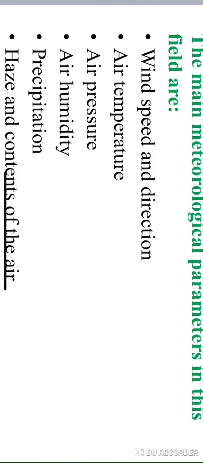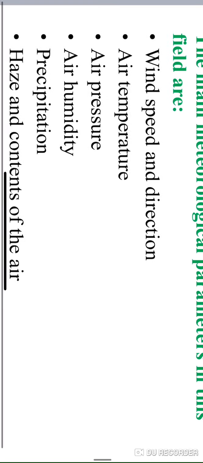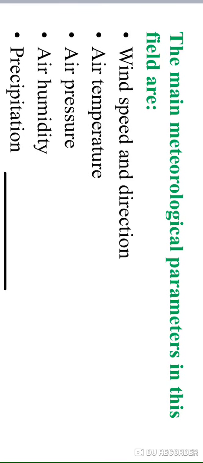So what are the major meteorological parameters in this field that I am going to tell you? These are nothing but the wind speed and wind direction, air temperature, air pressure, air humidity, precipitation, haze and contents of the air, solar and terrestrial radiation. These are the major meteorological parameters. How are these going to help us identify whether the industry project is going to affect the residential area or not? Okay, now the first one is the wind direction and wind speed. Wind direction and wind speed tell about which area and how much is getting affected.